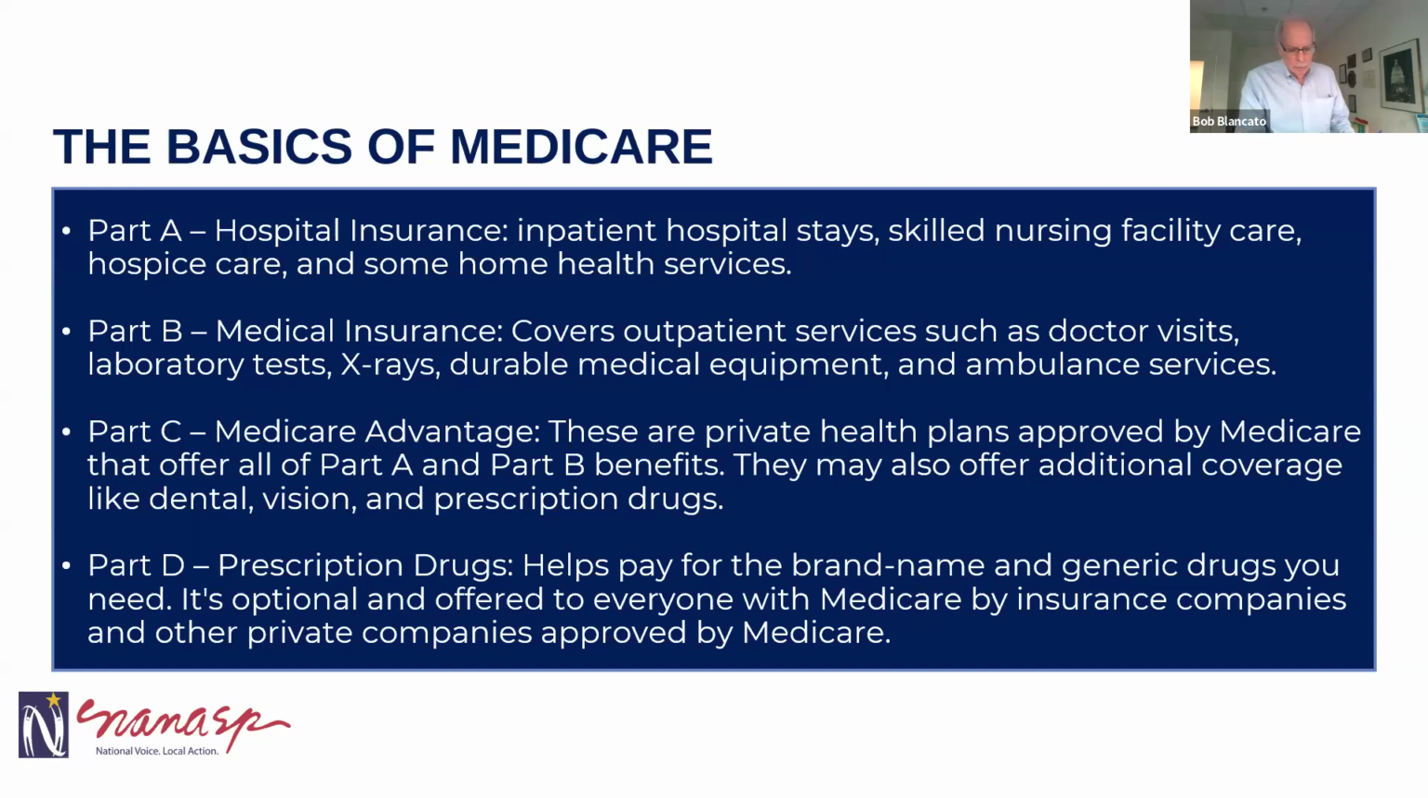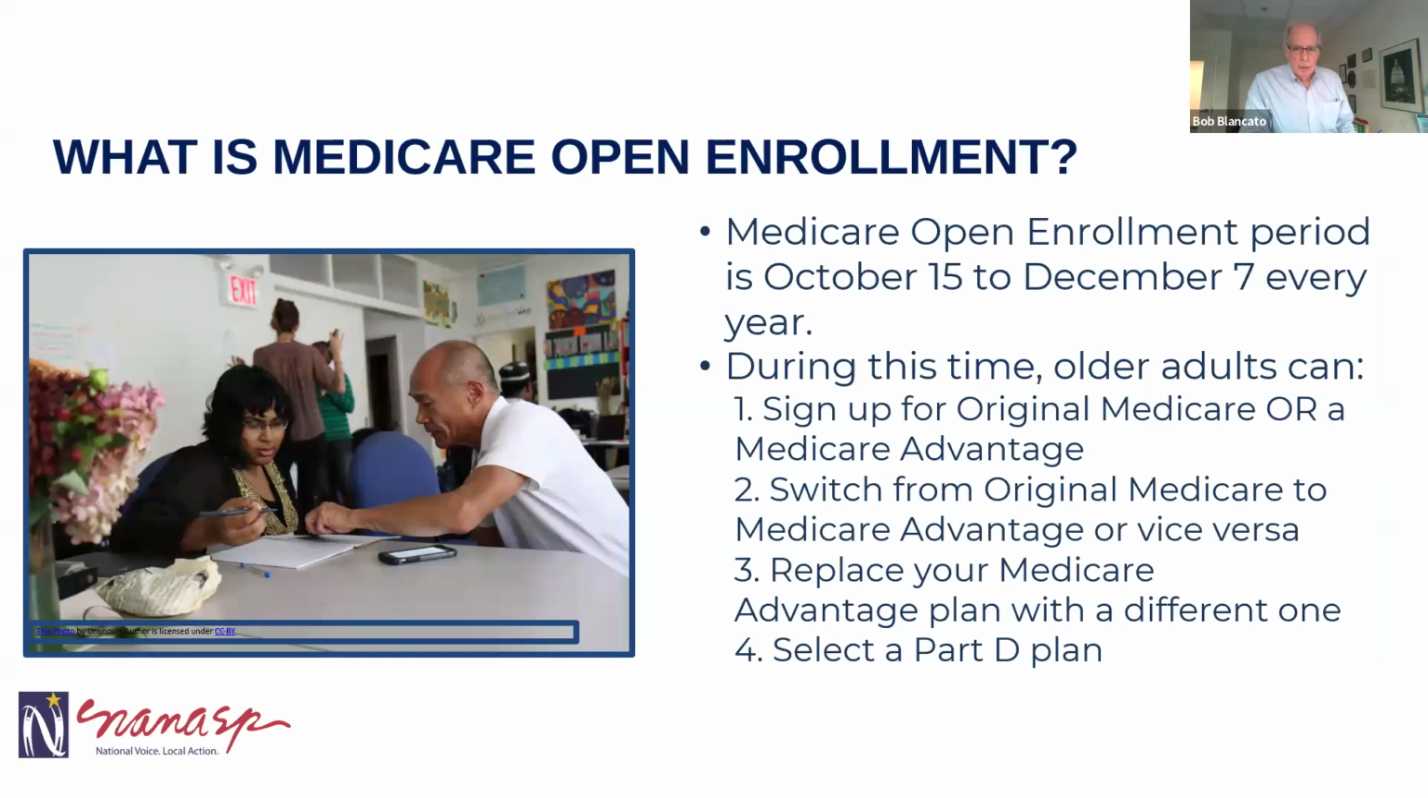And then let's go next to what is Medicare Open Enrollment, which, as I mentioned, began on the 15th of October, and will go right now through December 7th. It's normally the same time period every year. And during this time, older adults can sign up for original Medicare or Medicare Advantage, switch from original Medicare to Medicare Advantage or vice versa, replace your Medicare Advantage plan with a different one, and also select a Part D plan.